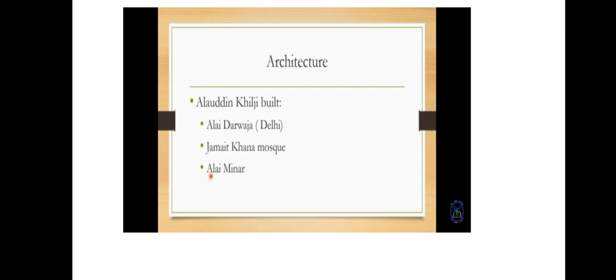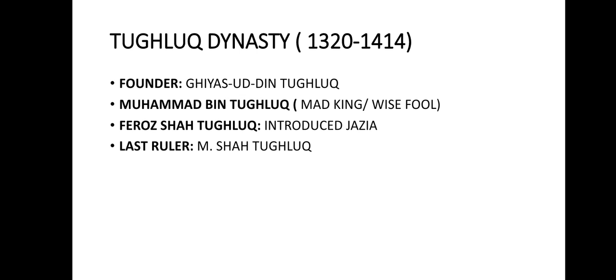The architecture of the Khilji dynasty is not as important as the architecture of the Slave dynasty, but you can just read and move on. That is Alai Darwaza in Delhi, Jamaat Khana Mosque, and Alai Minar. These were founded by Alauddin Khilji in the Khilji dynasty. So let's move towards the third dynasty, that is the Tughluq dynasty.